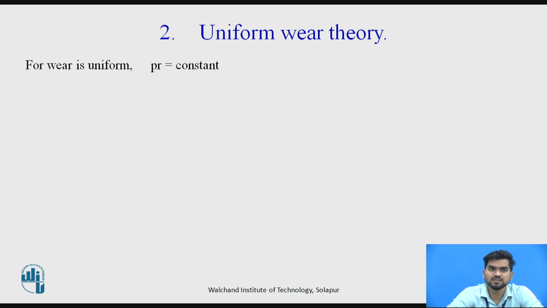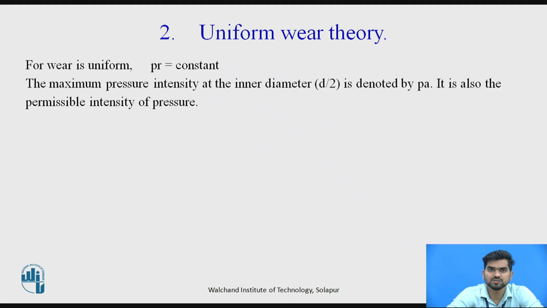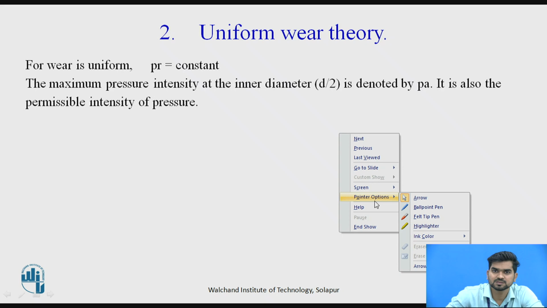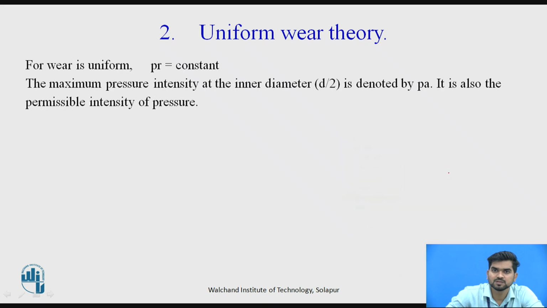So we consider for the uniform wear theory that the product of the intensity of pressure and the radius is constant. The maximum pressure intensity at the inner diameter d by 2 is denoted by Pa, and it is also the permissible intensity of pressure. If I consider the area in which the friction lining is there, I will draw the figure, excuse me for this. We already learned about this in the last slide.